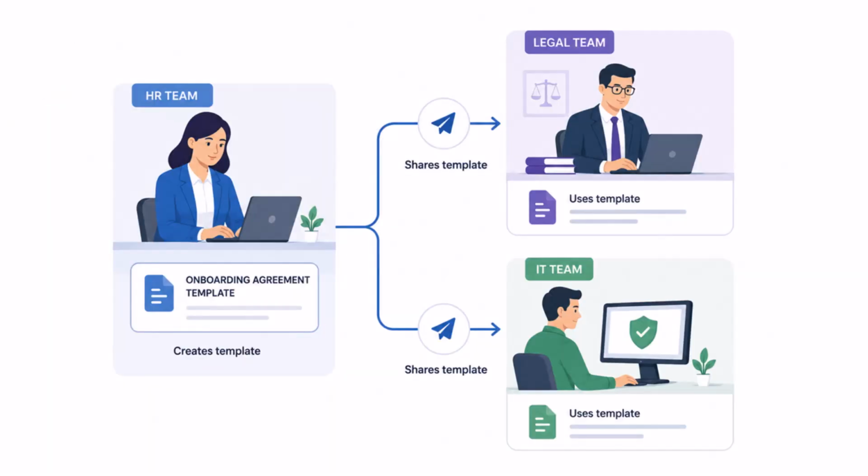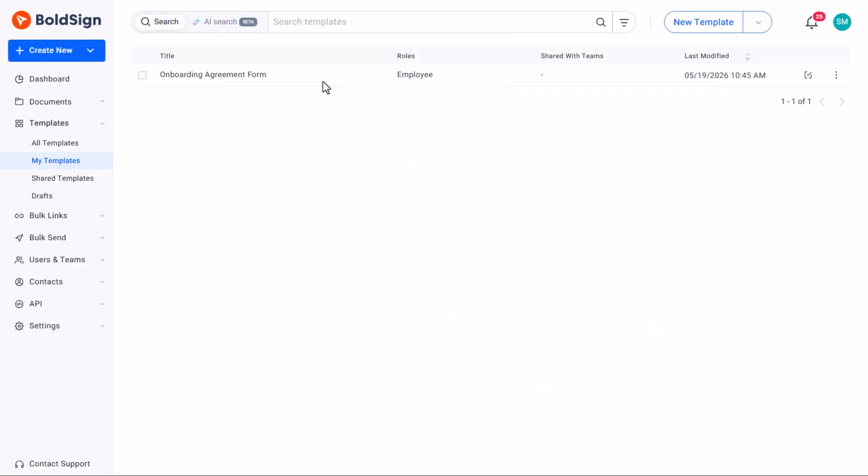Imagine you're building an HR onboarding system. Whenever a new employee joins, multiple teams are involved. HR prepares the onboarding agreement, legal reviews and updates contract terms, and IT uses the same template to send documents for system access and policy acknowledgments. Instead of creating separate templates for each team, you create one onboarding agreement template and share it across all teams. This way, everyone works in the same document without duplication.